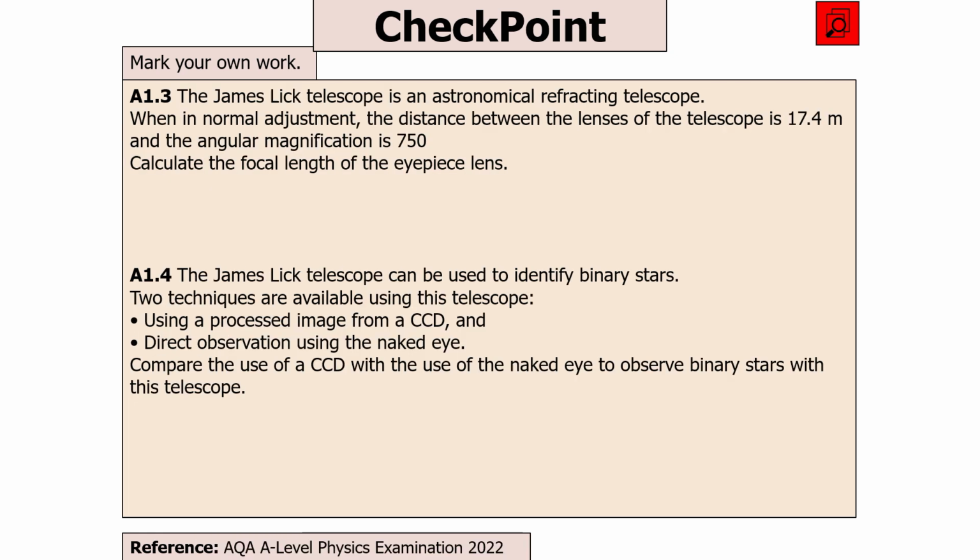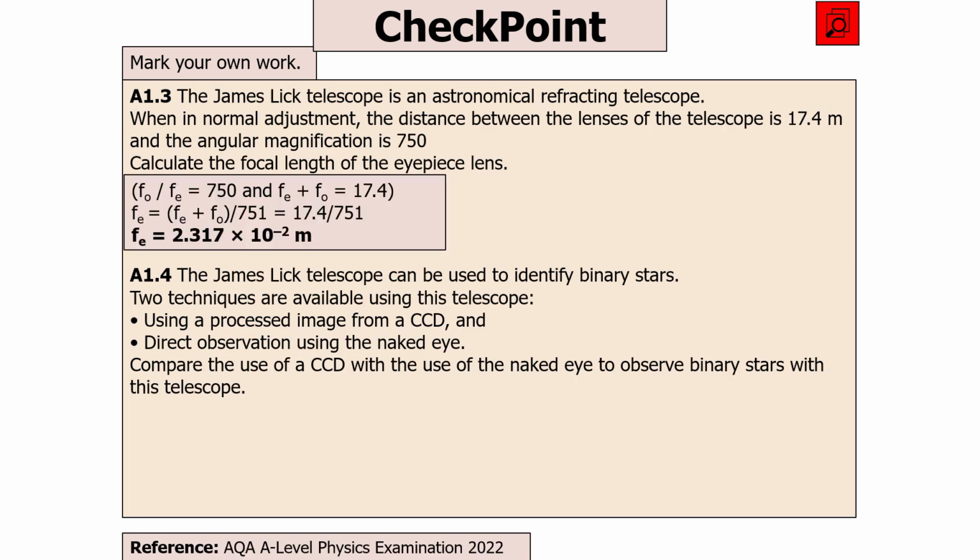Now in our next question, how can you work it through? Well, we know FO over FE is 750 because that's the angular magnification. We know the total length is FE plus FO, which is 17.4. We can then work that through and we get FE to be 2.317 times 10 to the minus 2 meters.